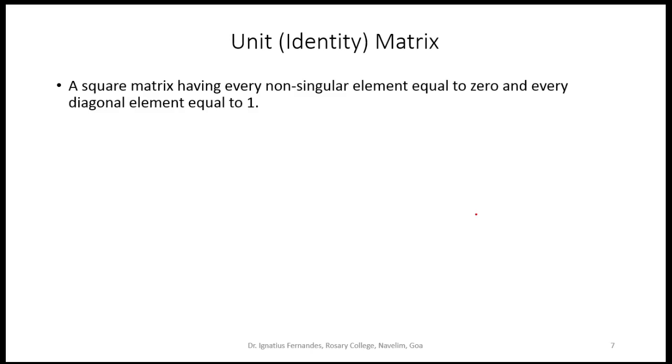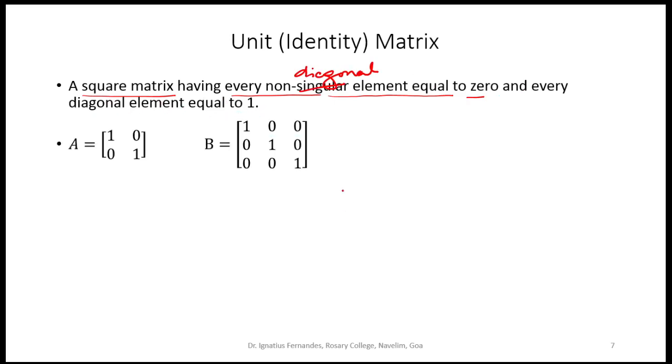Then we have the unit or identity matrix. We mostly refer to it as the identity matrix. A square matrix having every non-diagonal element equal to 0 and every diagonal element equal to 1. Something like this. It's a square matrix, so it's a 2 by 2 matrix. Every diagonal element is 1 and non-diagonal elements are 0. This is basically a scalar matrix with all the diagonal elements as 1.